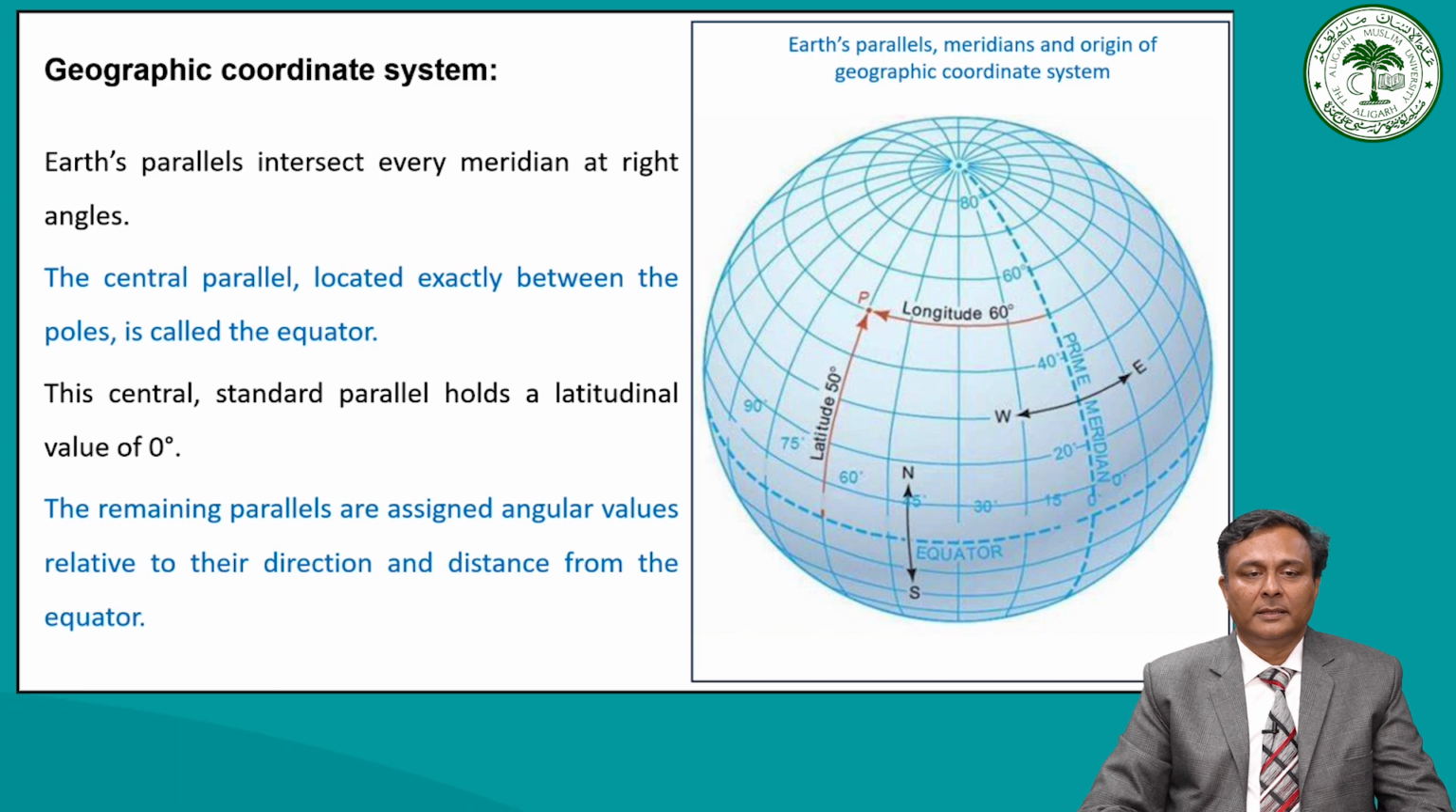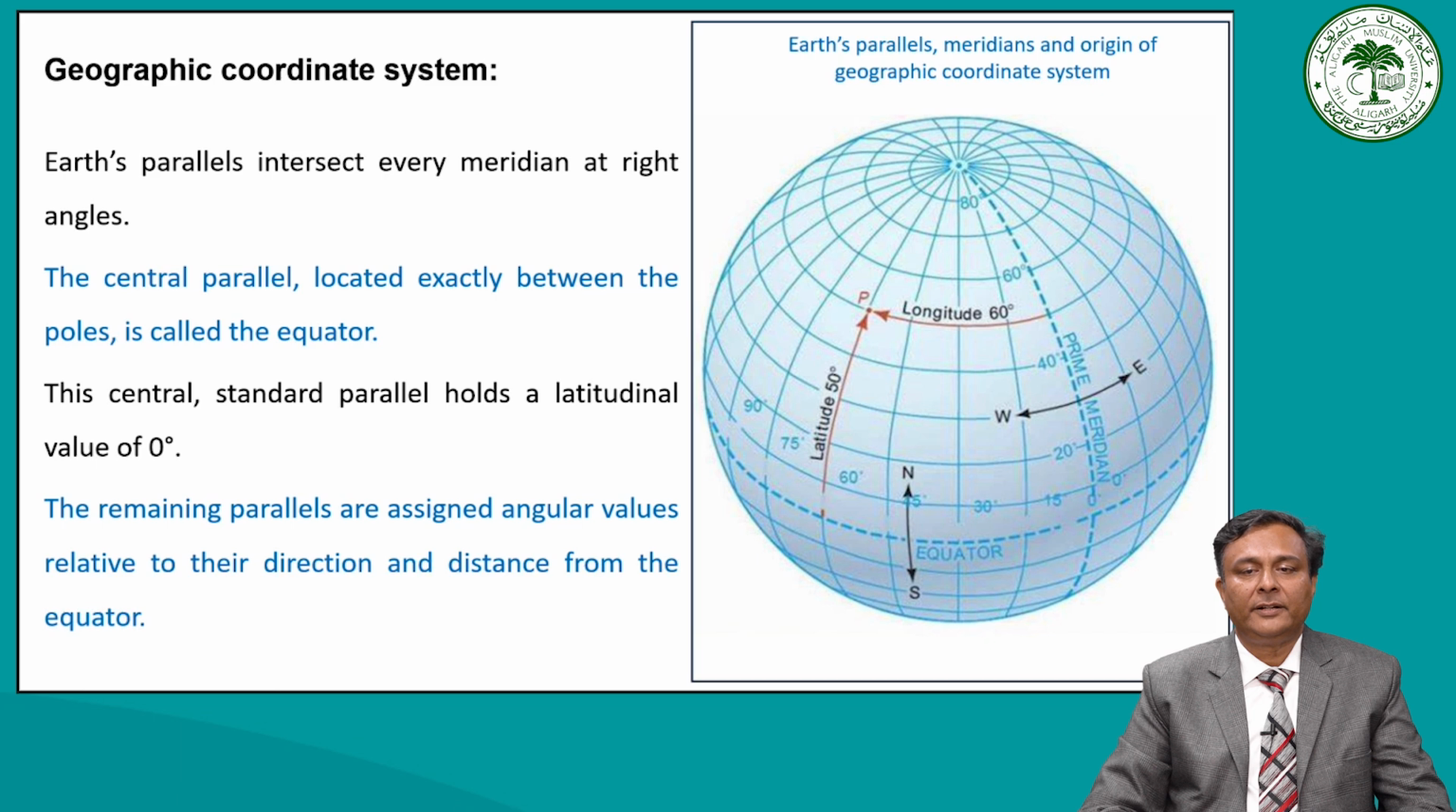So here, moving ahead with the same diagram, the Earth's parallels intersect every meridian at right angles. The central parallel located exactly between the poles is commonly called the equator, or 0 degree latitude. The central standard parallel holds a latitudinal value of 0 degrees. The remaining parallels are assigned angular values relative to their direction and distance from the equator.